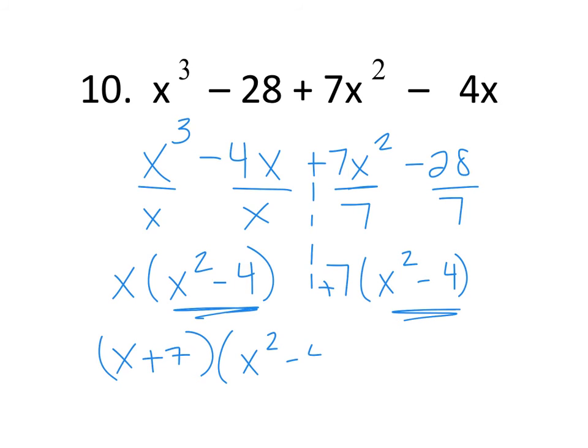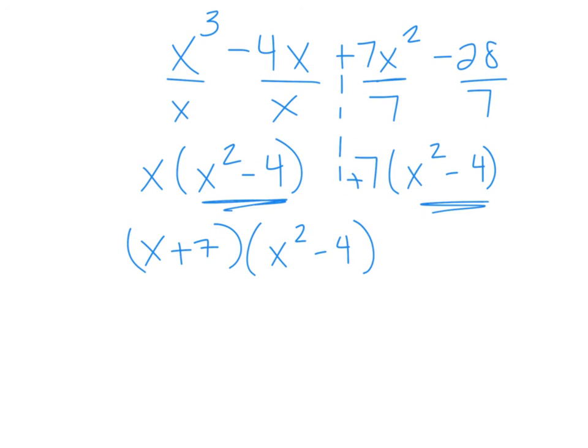x squared minus 4. So again, this is a squared. You want to keep in mind if you can break that apart further. Well, the answer would be yes again, because this is squared, this is subtraction, this is a perfect square. So again, this is difference of squares. So you can break it up into x plus 2, x minus 2, and then x plus 7 pulls out to the front.